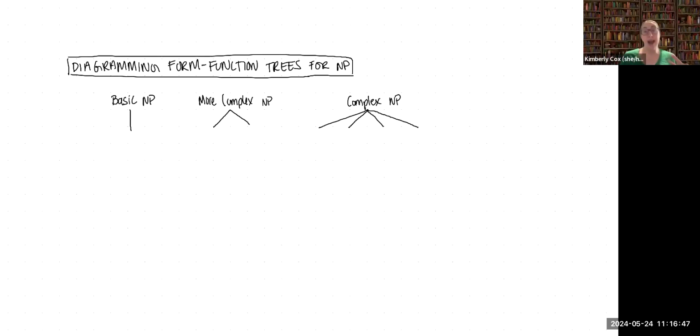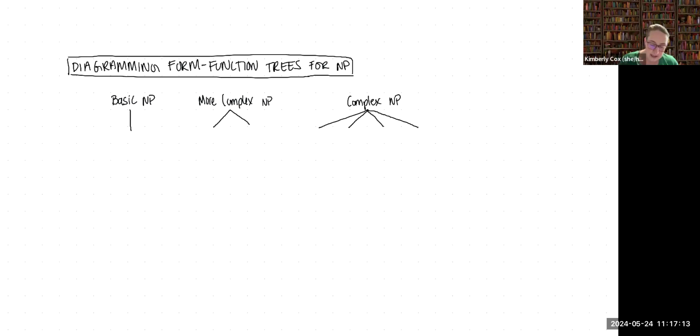So diagramming in any form can be a little complicated. So I wanted to make these little refresher videos for you. I'm going to do one video on how to diagram form function trees for noun phrases. We're going to talk about what it means to go from a simple form function tree for a single word noun phrase up to one that's more complex.